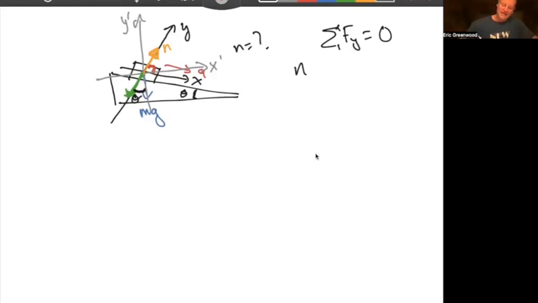But basically, since this angle here is adjacent to this side here, that means this must be the cosine piece. So this is actually going to be mg cosine of theta, this piece here. Now, since this is pointing in the opposite direction as my positive y, it has to be negative.